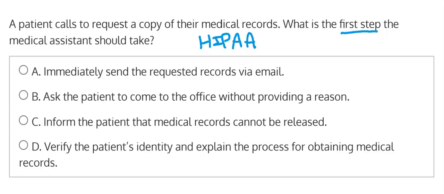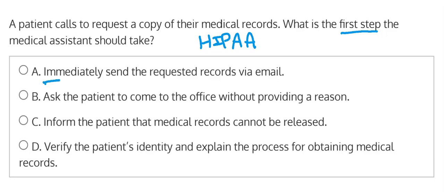Not just protecting the patient from outside intruders to their information, but also there are regulations and rules in terms of obtaining your own health data. So we have to keep that in mind as we look at these choices. So option A says immediately send requested records via email. And there's a couple of things that should stand out here.